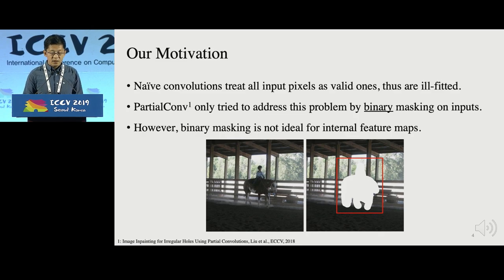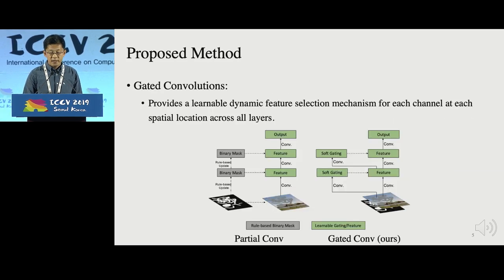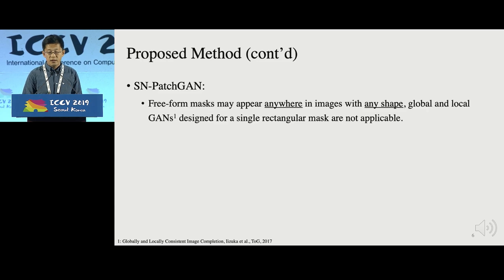There exists a method called partial conv that tries to address this problem with a binary masking technique. For example, as shown here, on the left side is the architecture for partial conv, which uses a hard gating mechanism to try to use a rule-based propagation of binary masks. In contrast, in this paper, we propose a new architecture called gated convolution, which tries to automatically learn a dynamic gating mechanism and use the predicted mask to do prediction.